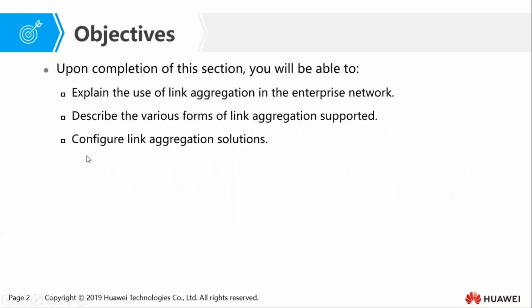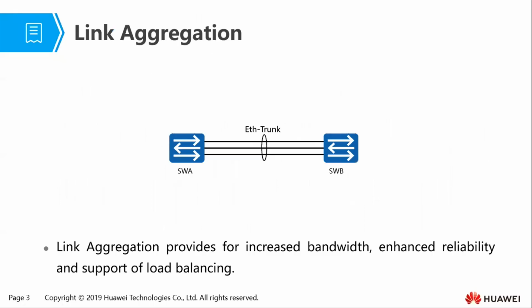By the end of this chapter, you should be able to, number one, explain the use of link aggregation in the enterprise network, describe the various forms of link aggregation supported, and you should also be able to configure link aggregation by the end of this chapter.